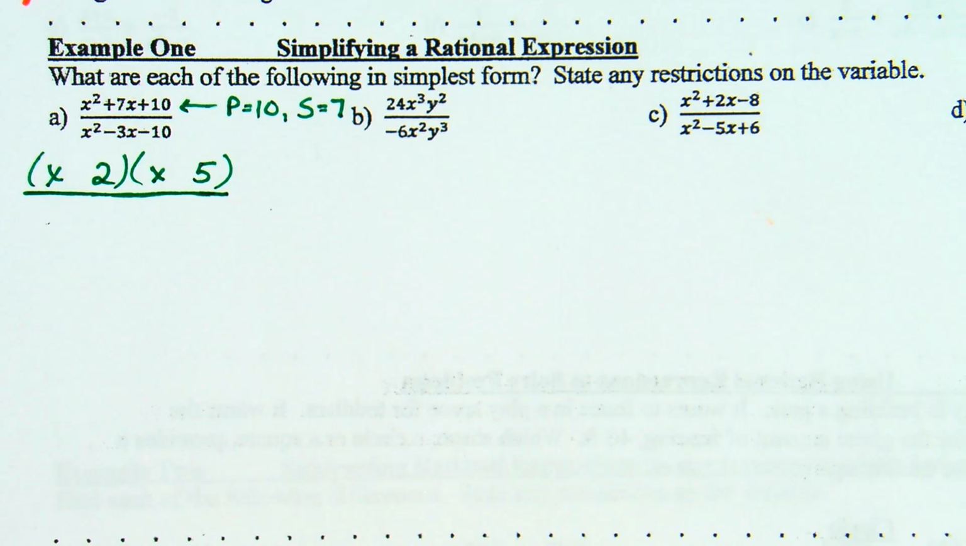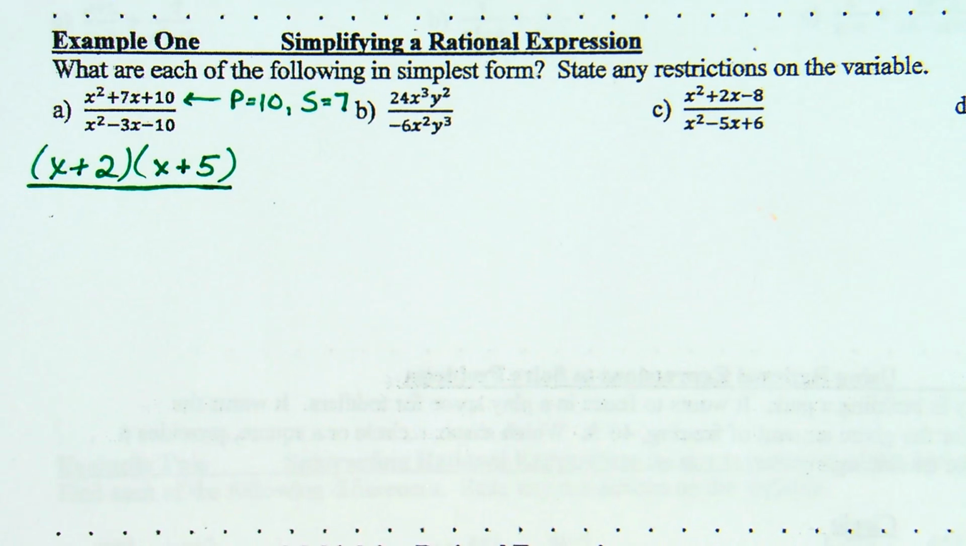Multiplies to be positive, adds to be positive. Both signs are going to be positive. Is this ringing some bells? Lots of factoring in our days ahead. Okay, what about the denominator? X squared minus 3x minus 10.